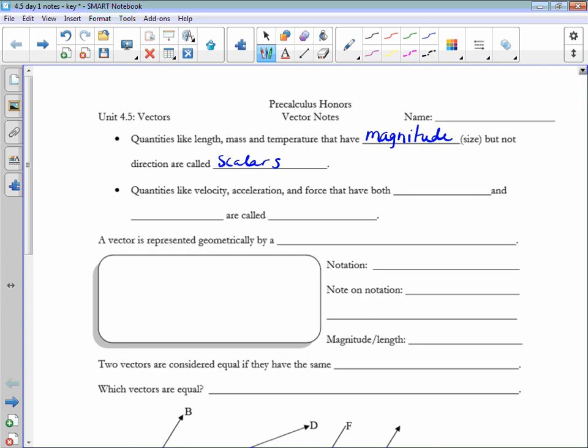Okay, and then quantities like velocity, acceleration, and force, those have both, what do you think? What were we talking about? Magnitude and direction, good. Those are called vectors.